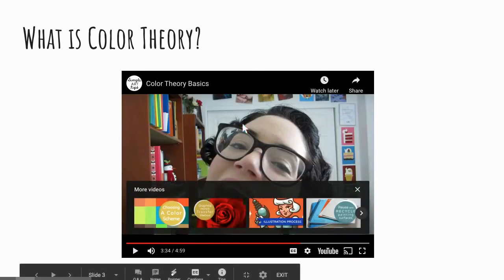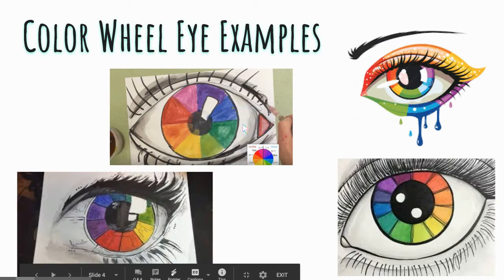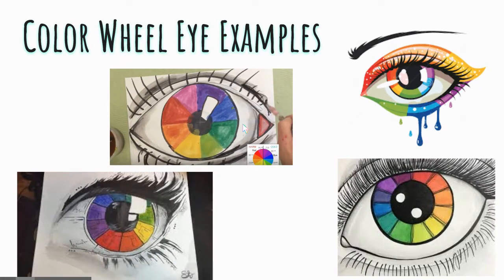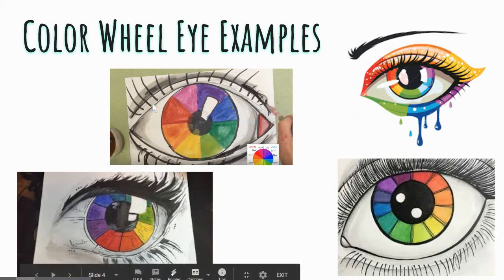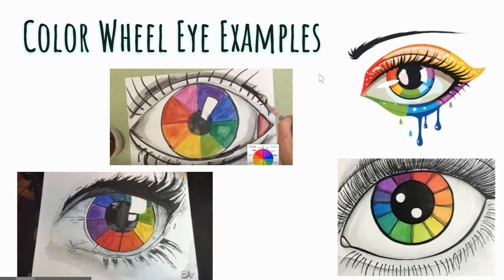All right, and I will stop right there. So you get an idea of how color is used. And what I wanted to show you here is we're going to be making color wheel eyes. So these are just some examples that I have come across. Here's mine right here, and then here's a different version that I've seen out there.